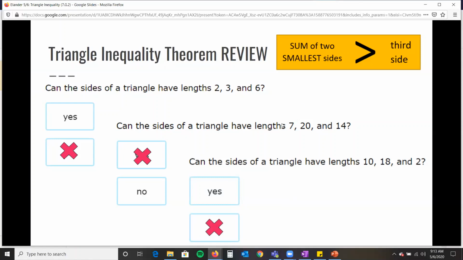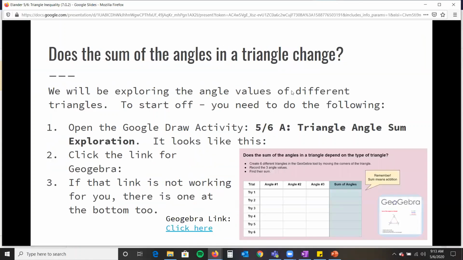Excellent work, guys. So that's what we covered on Monday, right? And so now what we're talking about today is the angles, okay? The angles of a triangle. So we were talking about the side lengths of a triangle, right? And now we're talking about the angles within the triangle.